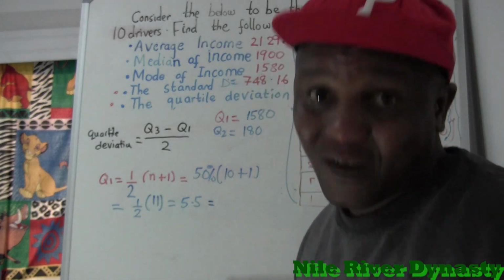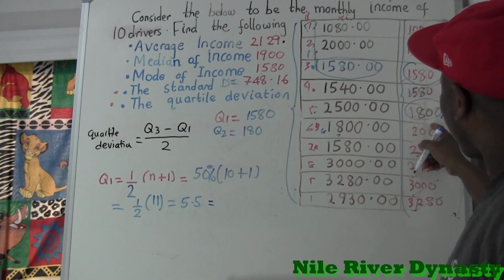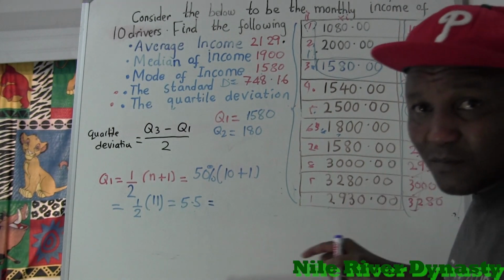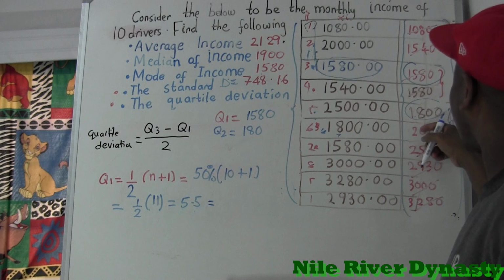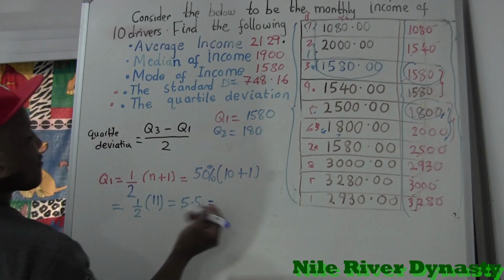Because it's just 5.5. Or you can even see here, 1,800, 2,000, means the number between them is 200. Split by 2, 200, this is going to take 100. Or add them and divide by 2. So that is how I'm going to get 5.5.